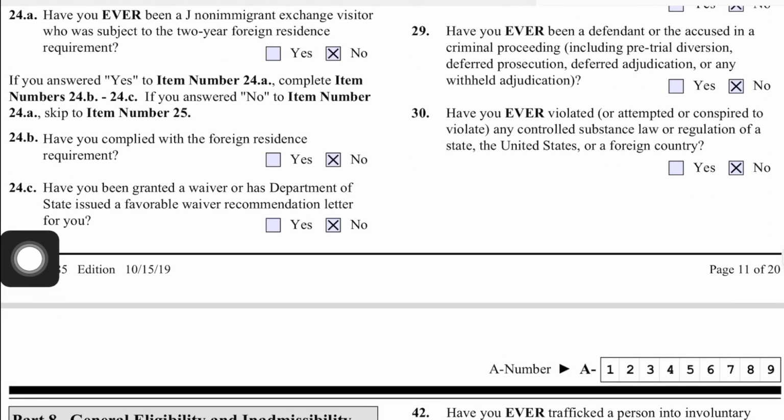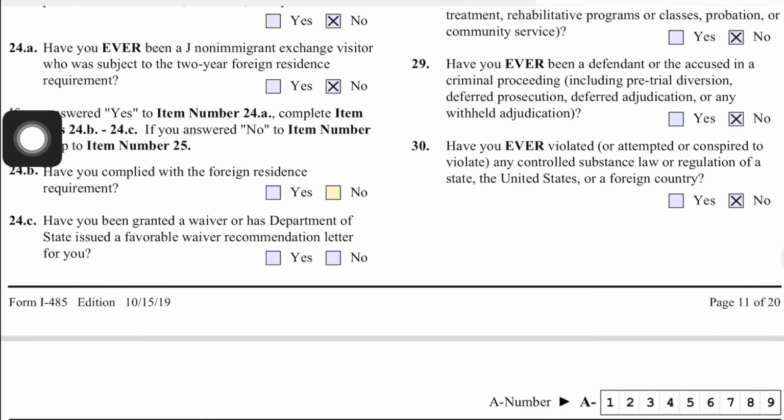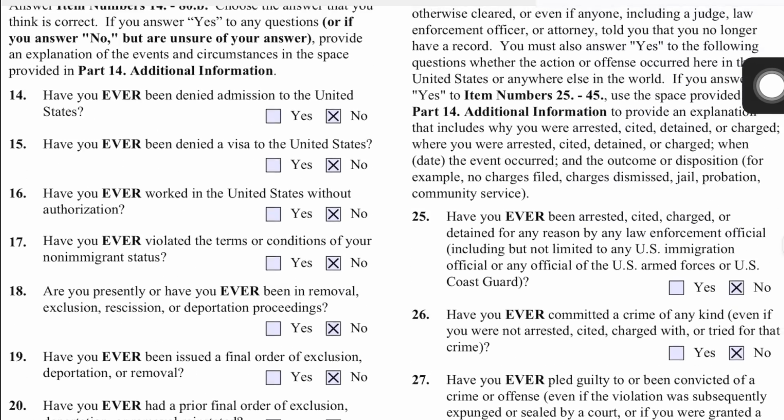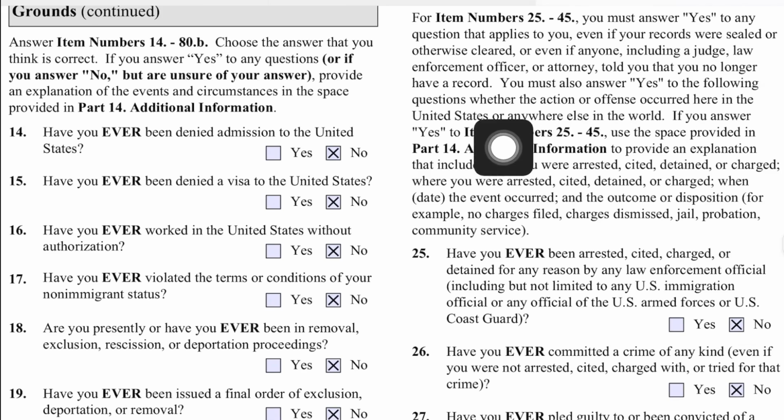Then the next one, if you answer yes to item number 24A, complete item number 24B to 24C. If you answer no to item number 24A, skip to 25. Sorry, this should be, just leave it blank. Then number 25. So here's number 25.